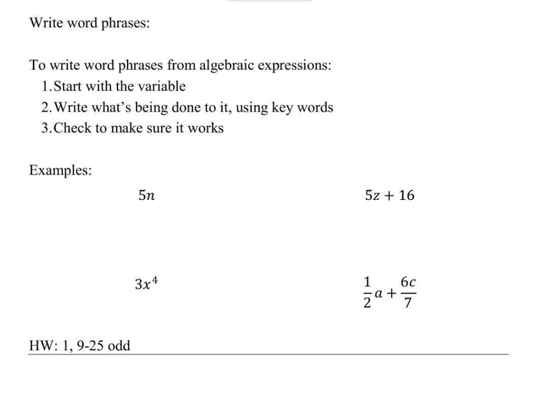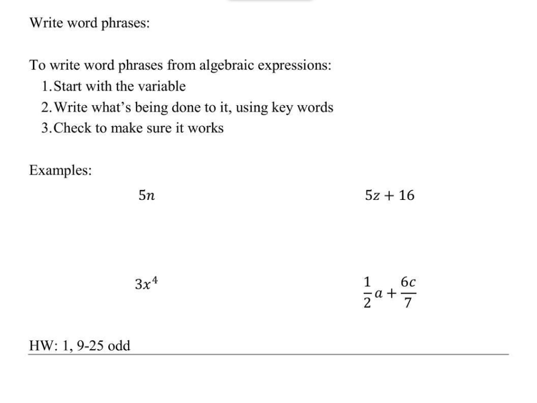So if we're trying to write word phrases from algebraic expressions, which is what we have on this page, here's your 3 steps that you have to follow. First, start with the variable. This should look kind of familiar. Last time we said start with the variable when we have a word phrase and we're trying to write an algebraic expression. It's the same first step. Start with the variable, then write what's being done to it using keywords. It's pretty much the same idea. We're just kind of going backwards.